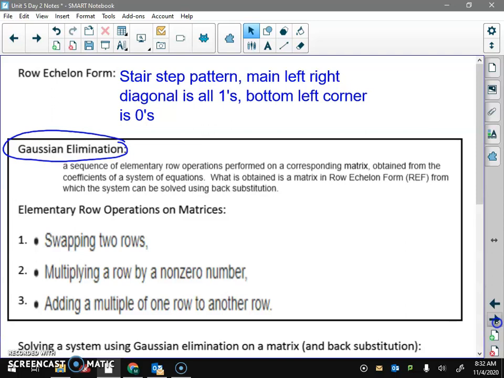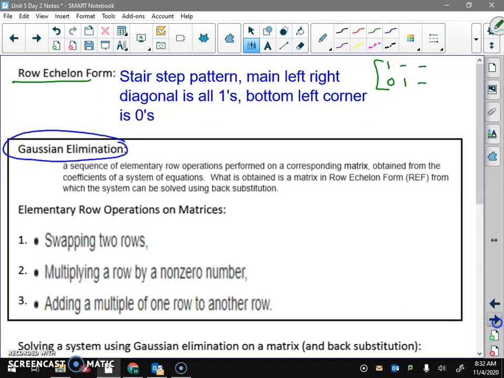A row echelon matrix up above here is a stair-step pattern with the main left-right diagonal all ones and the bottom left corner zeros. So here's what it's going to look like if it's a 2 by 3. A 1 there, a 1 there, a 0 there. These numbers don't matter. And then a 3 row echelon would have all 3 of these 1s and these 3 zeros, and these don't matter.